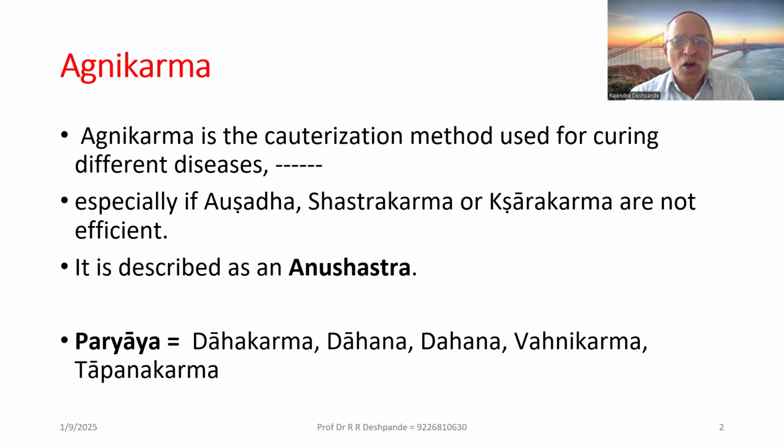What are the different synonyms for Agni Karma, which are called Paryaya in Ayurveda? First synonym is Dahana Karma or Daha Karma. Second synonym is Dahana, where the pronunciation and spelling are a little different. Then there is also Vanni Karma. Vanni is like Agni; Vanni is a Sanskrit word. Then Tapana Karma. Tapana is also a heating process. So these are the synonyms for Agni Karma.